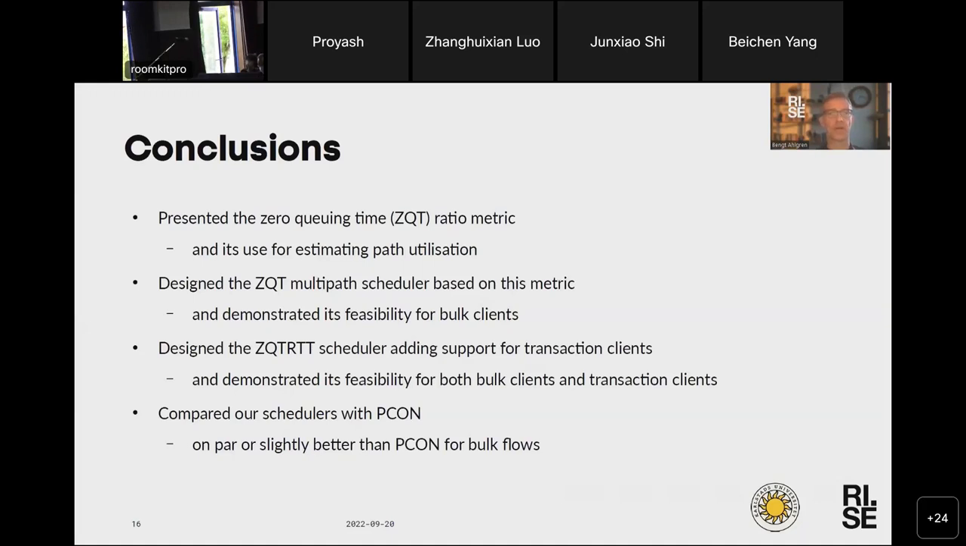We also compared our schedulers with the PCON work, the practical congestion control, presented by Schneider et al. at the ICN conference in 2016. And we concluded that our schedulers are on par or slightly better than PCON for bulk flows.